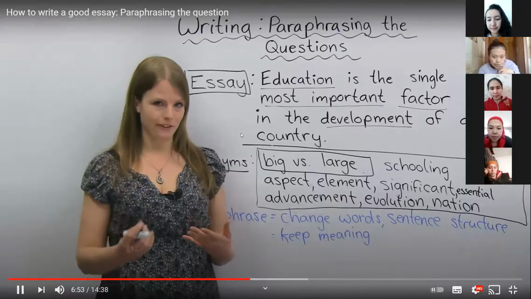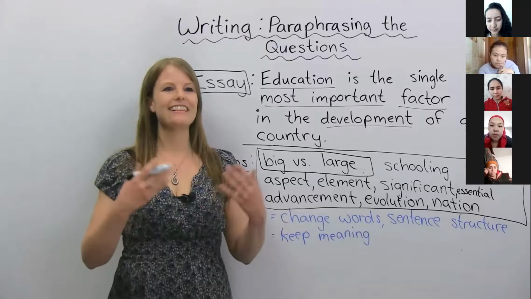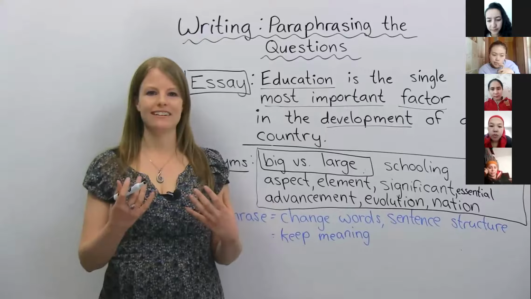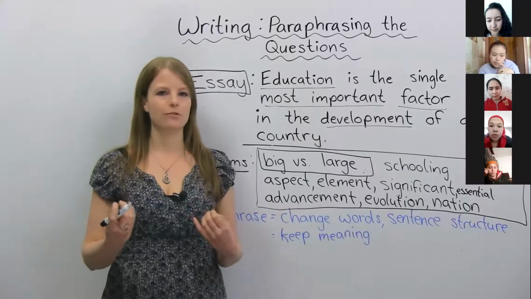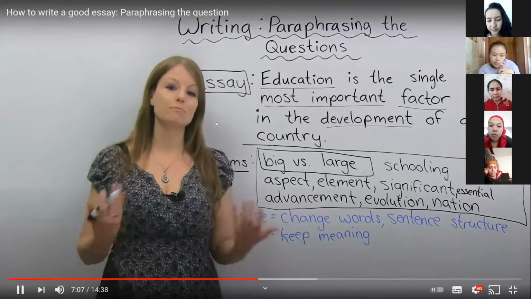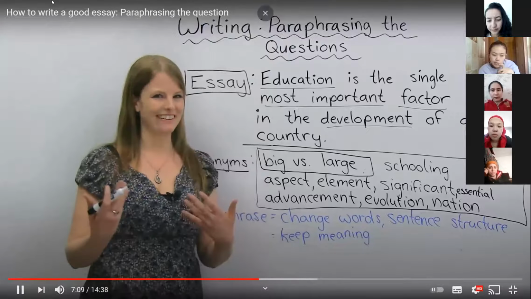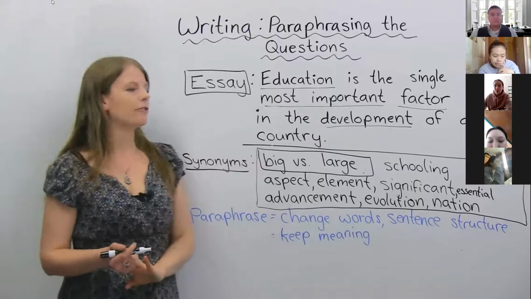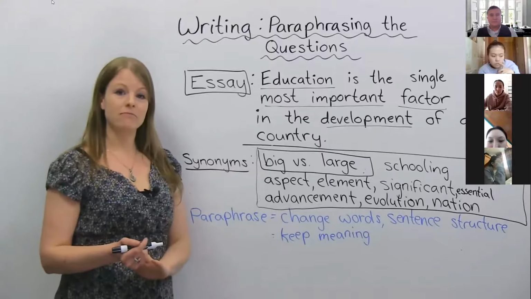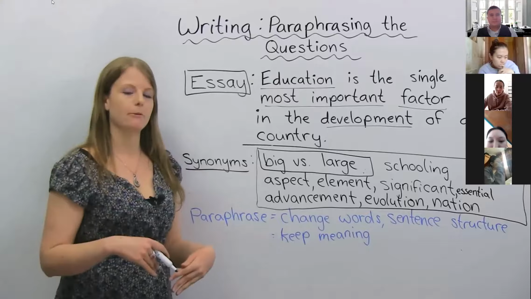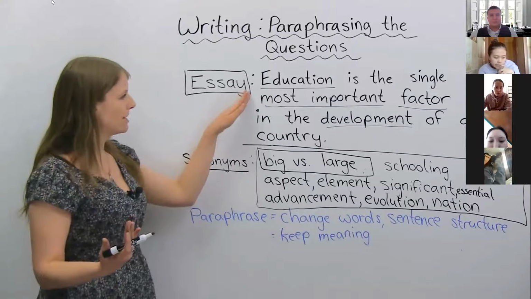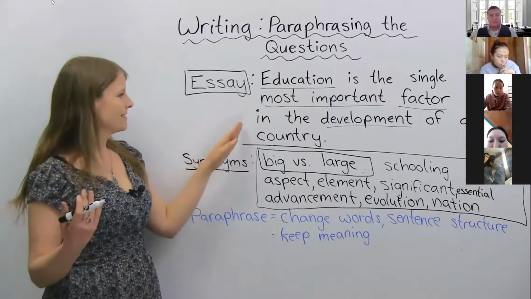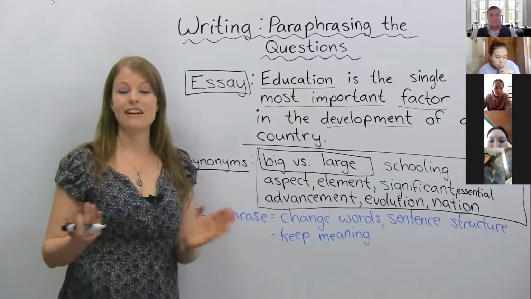At the same time, you have to be careful here because some students find a new word, they think it's a great word, but there is a little bit of a difference in meaning. So you need to be really comfortable with the word you choose, and you need to know what it actually means so it doesn't sound strange. Okay, so if we wanted to change this now, instead of saying education is the single most important factor in the development of a country, our first step in our paraphrase could be changing these words to schooling is the single most significant element in the advancement of a nation.